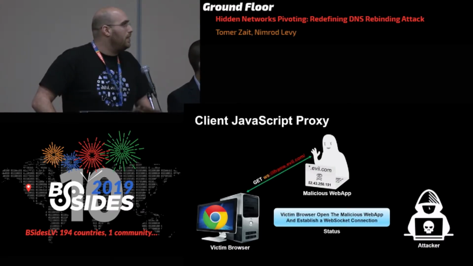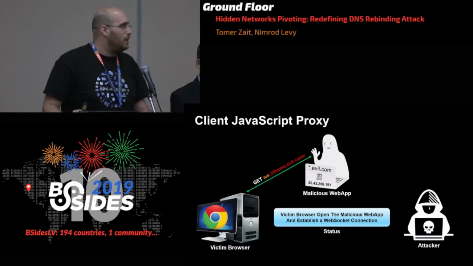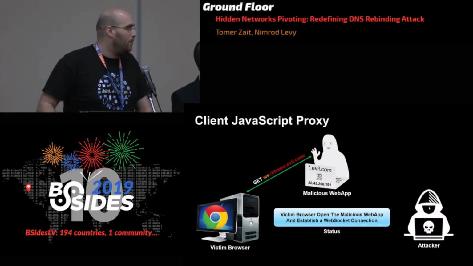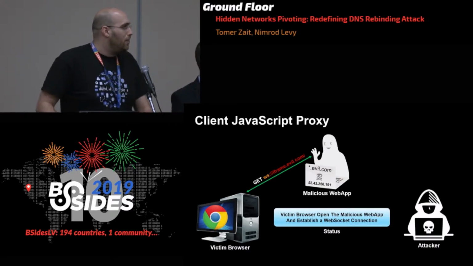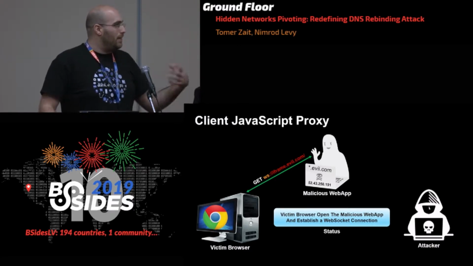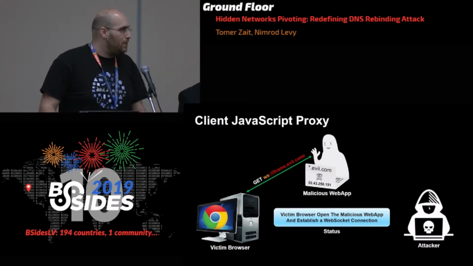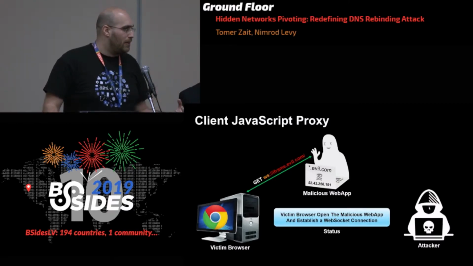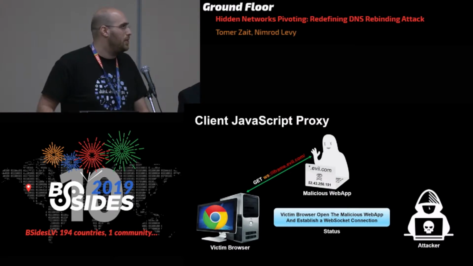So to be able to gain access to the internal web applications, the victim needs to click on the link, and on this link there's a malicious web application. The malicious web application just creates, using JavaScript, a WebSocket connection with the malicious web application. It's still the same web application with WebSocket and also with HTTP.